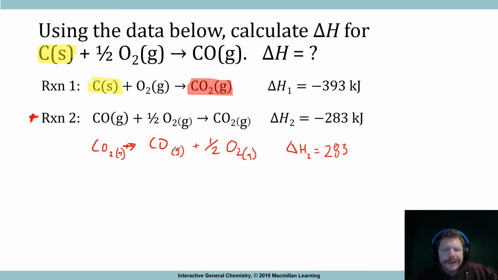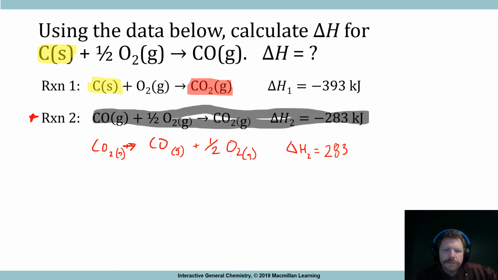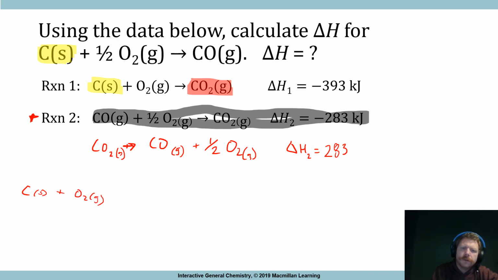Now what I like to do is go ahead and cross out this reaction. I'm done with it. I like to do that just because I want to keep my workspace a little bit ordered. Okay, so now I'm going to take all my reactants from reaction 1 and reaction 2 and combine them. Carbon plus O2 gas plus CO2 gas yields, so this is carbon, O2, carbon dioxide, 3 reactants.